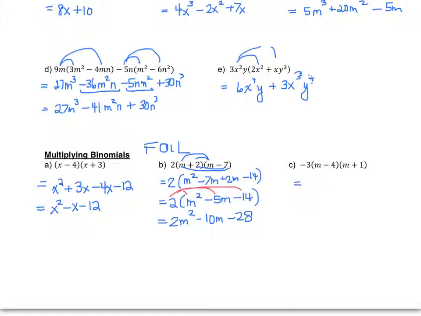We'll try that again in this last question. So you'll have negative 3 out front. Then we'll use FOIL to expand the brackets. So it will be m squared plus m, 1m, so just m, minus 4m minus 4. Combine your like terms in the brackets. So that would be your middle two terms. M subtract 4m is minus 3m minus 4.